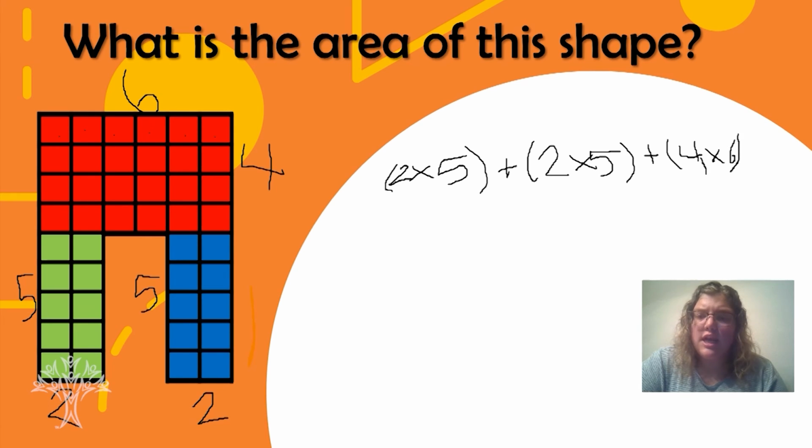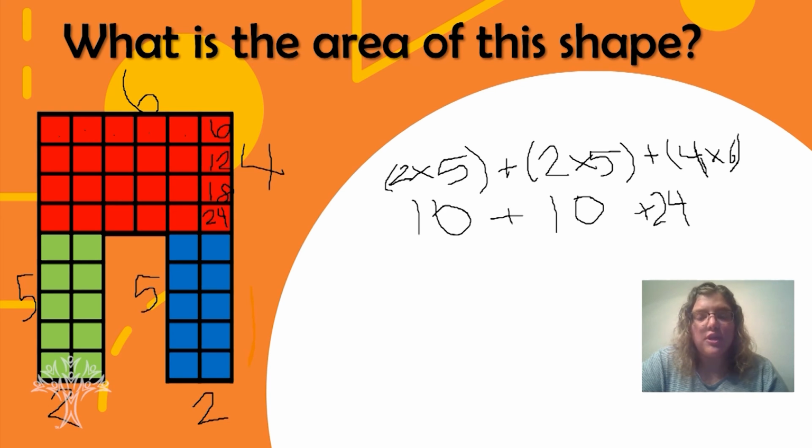Now 2 times 5, what's that? That is 10. So I have 10 plus 10. Now I have 4 times 6. I want us to think about those 6s. We just worked with them. I have 6, 12, 18, 24. Great job. So I have 10 plus 10 plus 24.